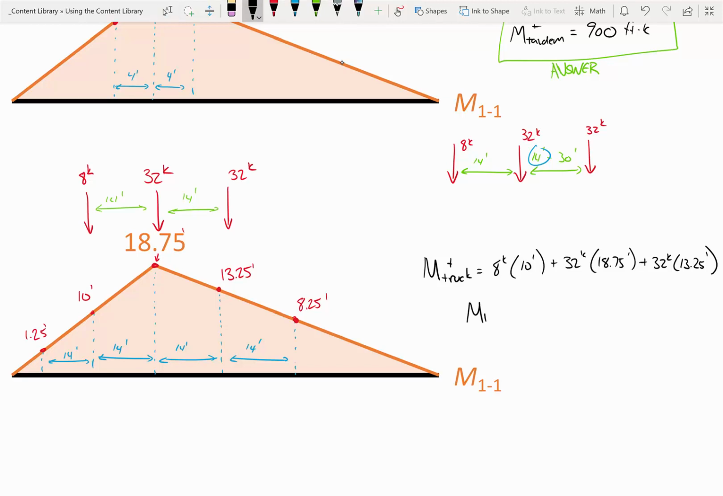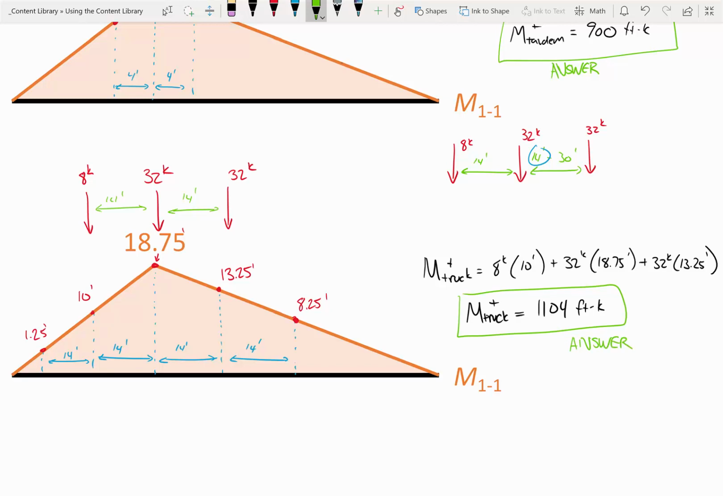And so M truck, once you chug everything out, you're going to get an answer of 1104 foot kips. And that's basically all there is to it.